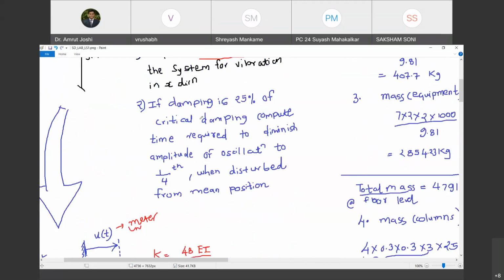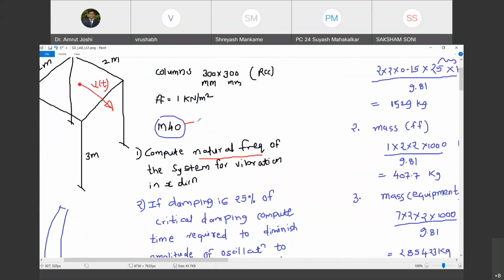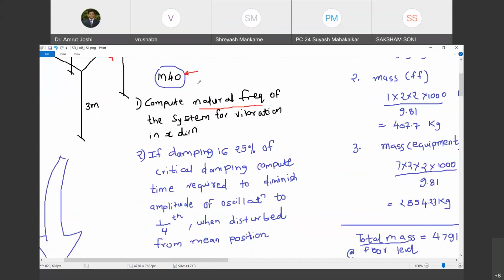Yes. Now comes this data in picture. You know the value of a grade of concrete. So can you tell me what is the value of E for that concrete? Type your response in chat box. What does IS 456 say? How much is the value of E when you know the grade of concrete?